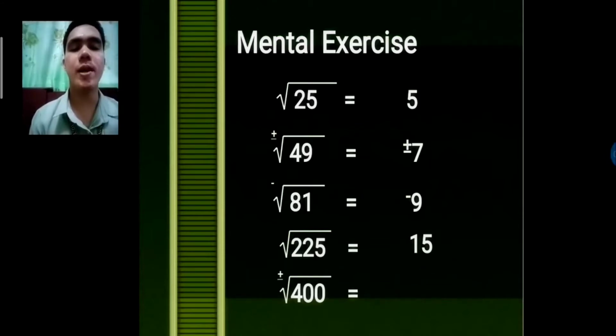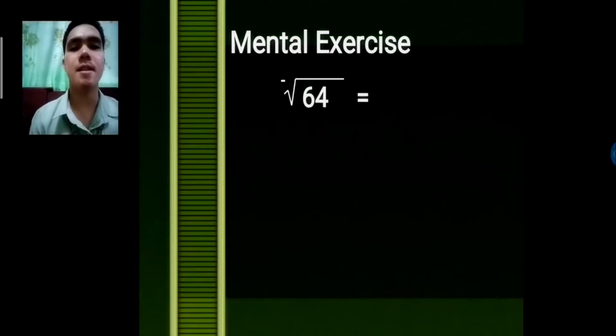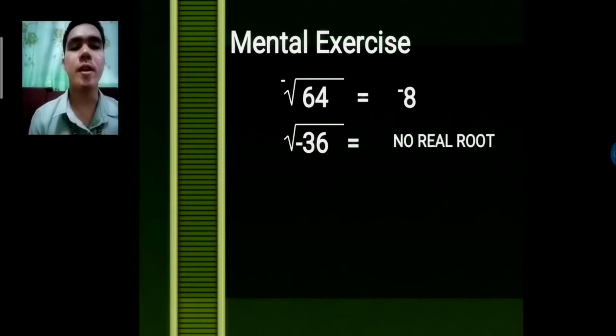Positive negative square root of 400 is positive negative 20. Next, negative square root of 64. That is negative 8. Square root of negative 36. That is no real root because the radicand is negative.